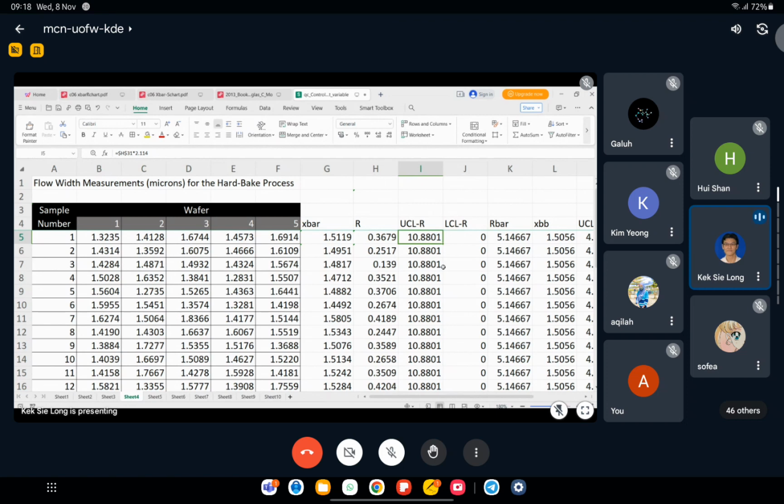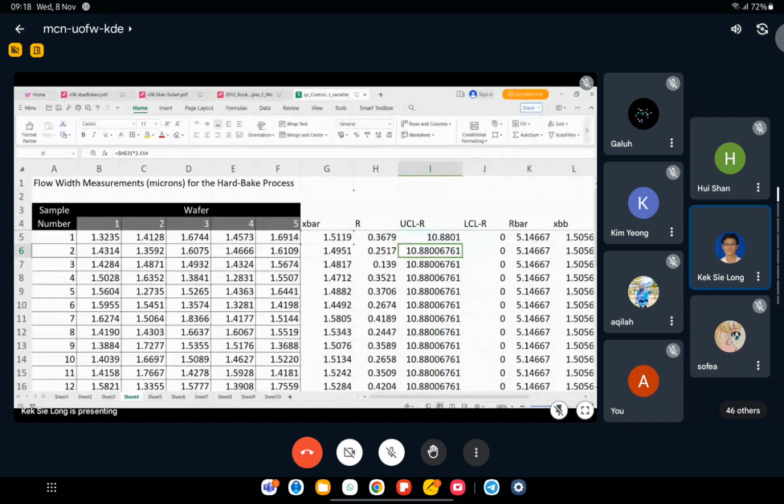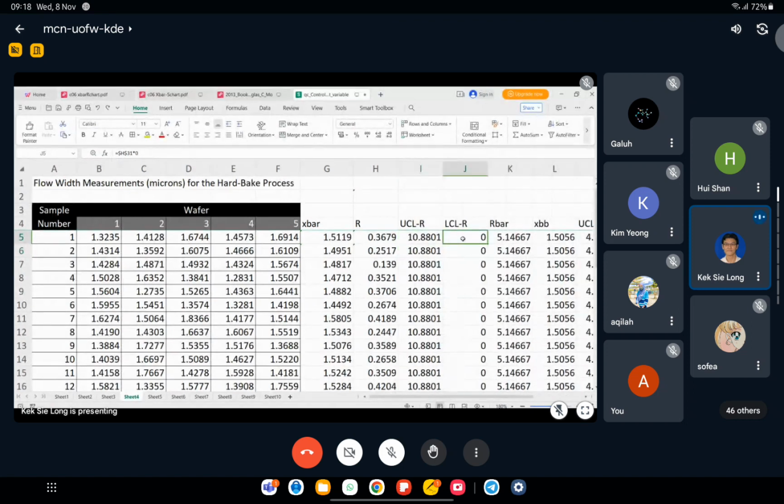So now we calculate UCL for the R chart. How to calculate UCL? Yeah, use the formula R bar times D4, right? So from the table, D4 is 2.114. And then LCL, yeah, if you do the calculation or you refer to the table, capital D3 actually is equal to 0 for n equal to 5. Capital D3 equal to 0.